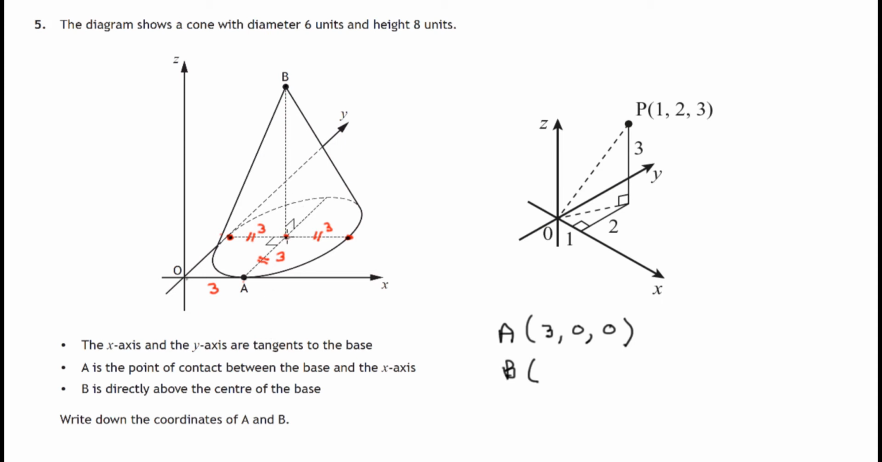And then how far up parallel to the z-axis do we go? The height, we're told, is 8 units. So all in all, that journey to get from the origin up to the point B, we've travelled 3 units parallel to x, 3 units parallel to y, 8 units parallel to z. So the coordinates are 3, 3, 8.